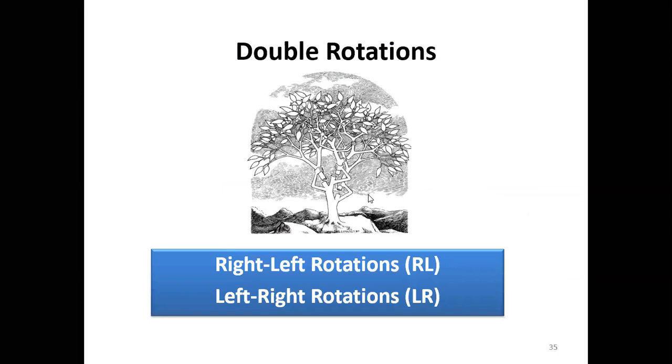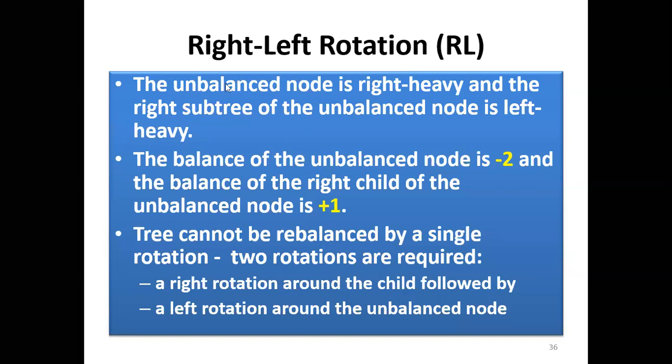Okay, now we are going to learn double rotations. So the double rotations, remember, they can be right-left or left-right rotations. So for this case, the unbalanced node is right heavy, and the right subroot of that unbalanced node is left heavy. We see an example of that. So again, the balance factor of the unbalanced node is -2, whereas the balance factor of the right child of that unbalanced node is +2.